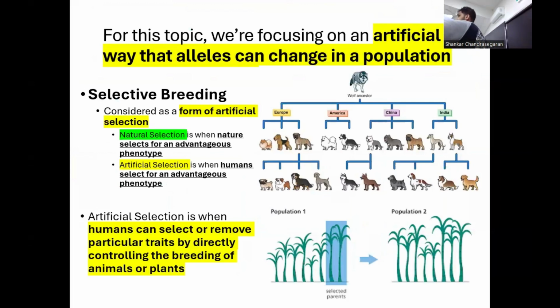So remember, the main difference is that with natural selection, nature is selecting based on environmental selection pressures, whereas with artificial selection, humans are selecting based on what we find to be advantageous or even deleterious. Basically, we can also remove particular traits by directly controlling it. Think about this in terms of the wolf ancestors. When we were selecting for tameness in wolves, we were also selecting against aggressiveness. We don't want those wolves that are around us to be very aggressive. So we were basically removing those particular traits from those wolves.